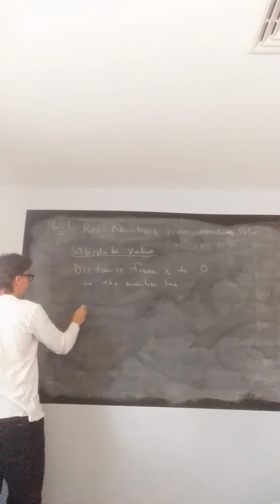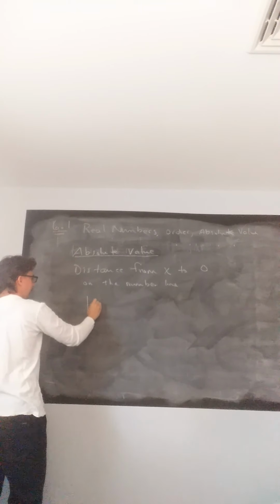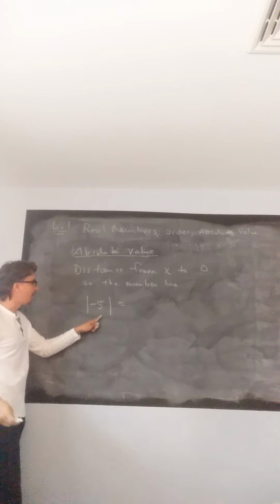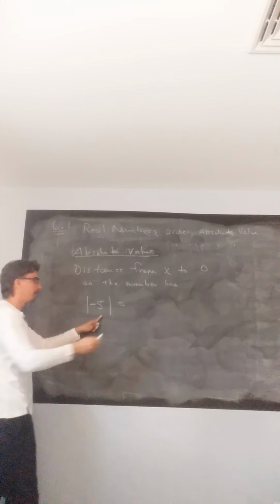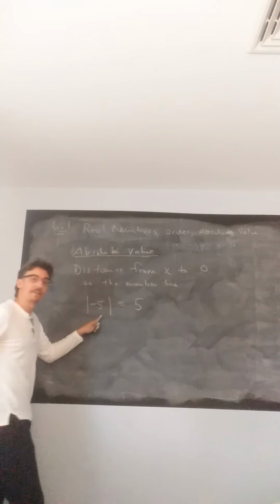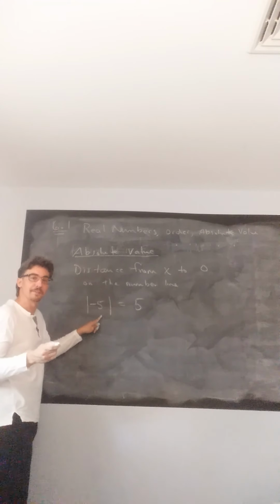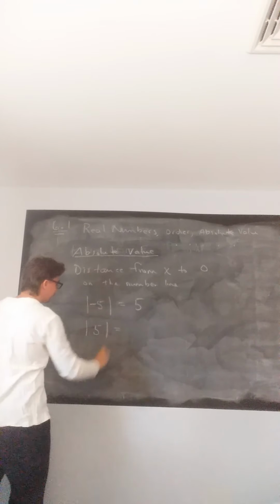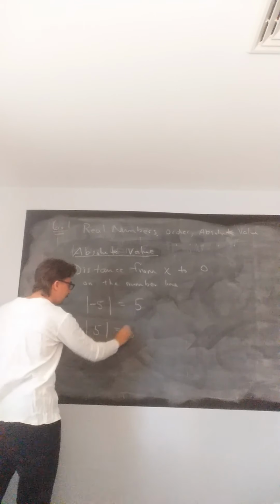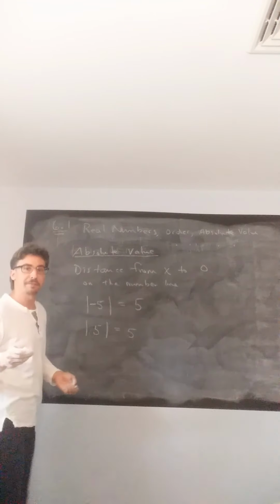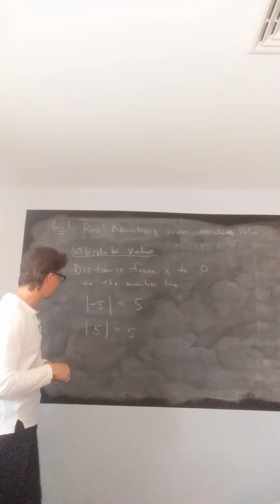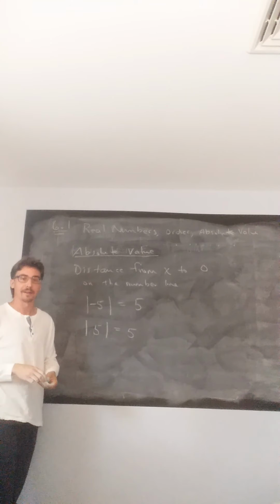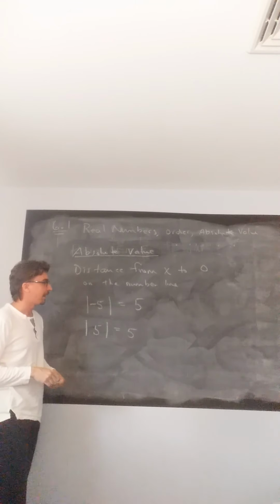So for example, what's the absolute value of -5? How many spots away is -5 from 0 on the number line? It is 5 spots away. We always measure distance in terms of positive numbers. What's the absolute value of 5? That's still 5, because 5 is 5 spots away from 0 on the number line. So that's what it means to have absolute value.